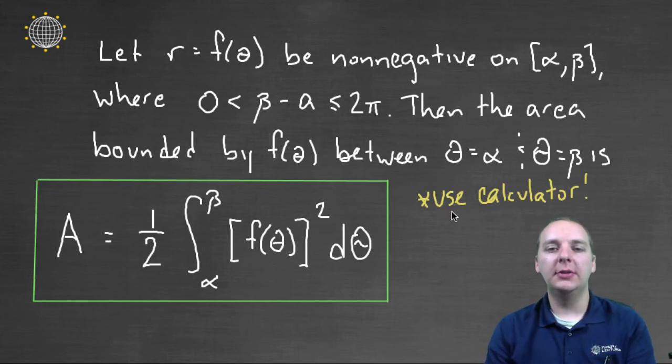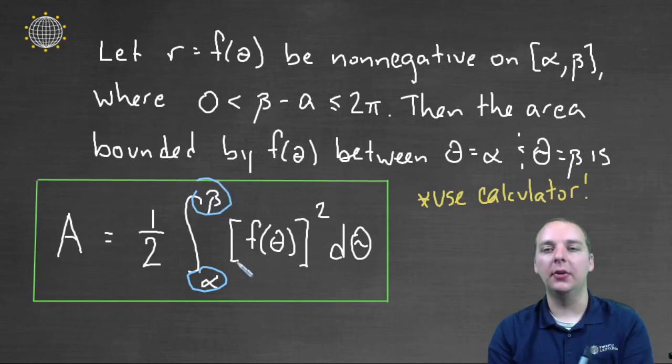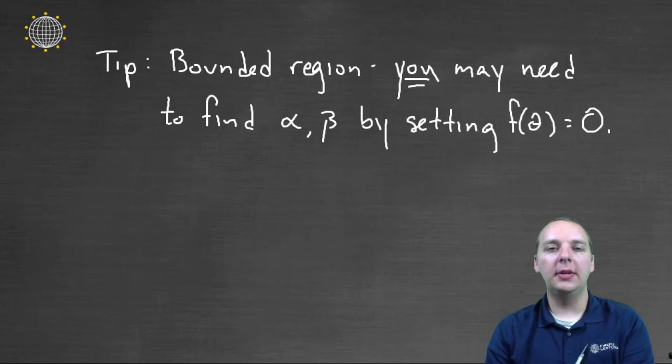So for many of these, we can just use a calculator to pop out this definite integral. And that is the good news, that it is a definite integral. It goes from alpha to beta. It's not an indefinite integral. All right, a couple more tips.